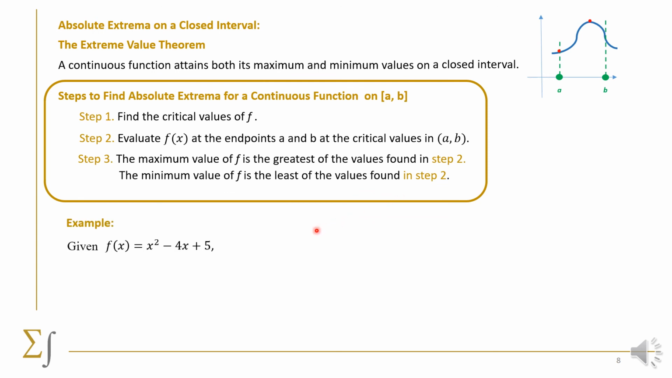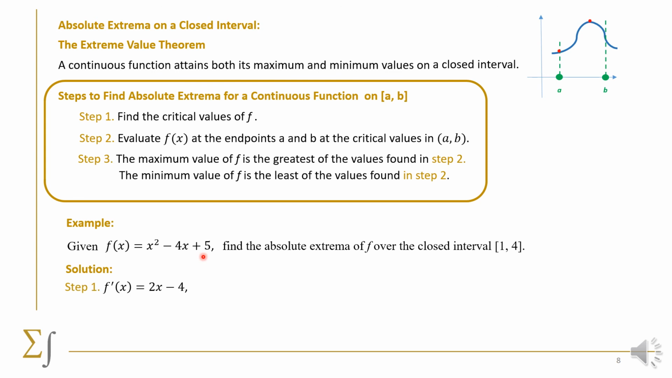Given f of x is equal to x squared minus 4x plus 5, we are asked to find the absolute extrema of f over the closed interval from 1 to 4. We start our solution by differentiating this f of x. The derivative is quite simple. It's 2x minus 4. And then we put f prime of x equal to 0. This gives us the critical value x equals 2. When we put this equal to 0, we get 2x equals 4, so x equals 2.